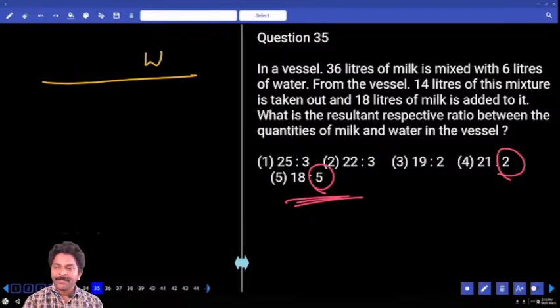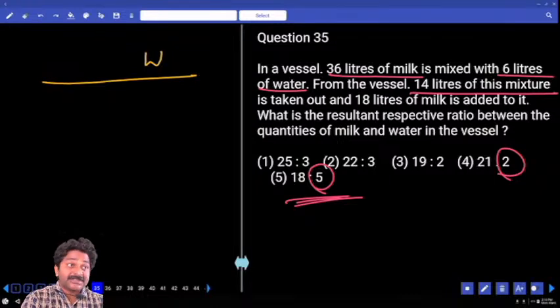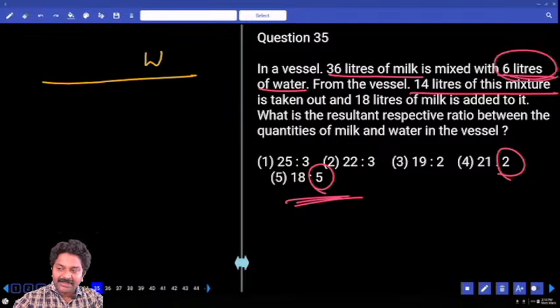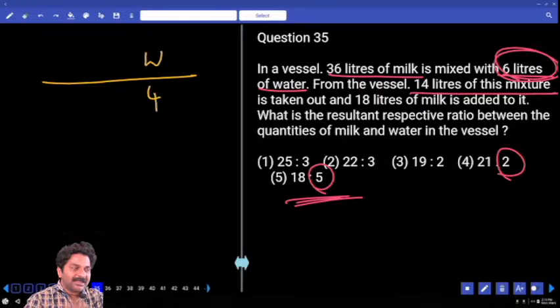Agreed? Right. So initially we have 36 liters of milk and then 6 liters of water. Total 42 liters. 14 liters quantity is taken out, which is 1/3. Is it 1/3? Yes. 1/3 of which number? 42. So if 1/3 of the total quantity is taken out, 1/3 milk goes out and then 1/3 water goes out. 1/3 of water in the sense 2 liters. Out of 6, if 2 liters goes out, remaining is 4.